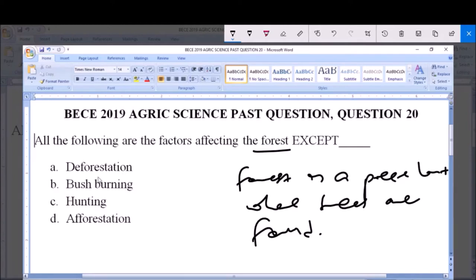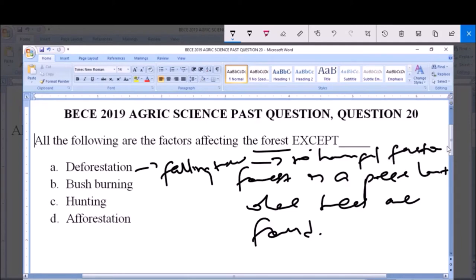A here says deforestation, and deforestation simply means the felling or cutting down of trees. Now when trees are being felled in the forest, what happens? It exposes the soil to harmful factors like sunlight and erosion, and this depletes the soil nutrients. So deforestation affects the forest.